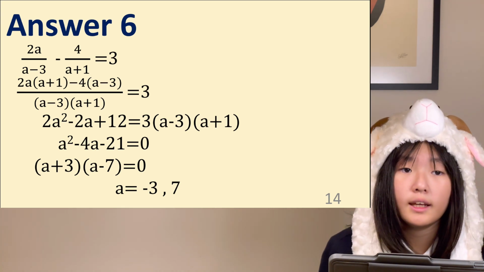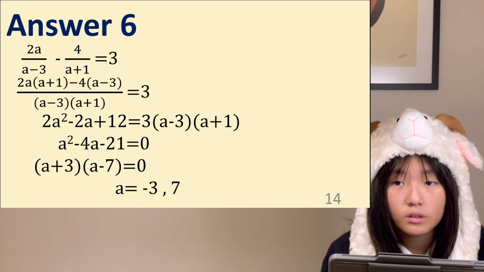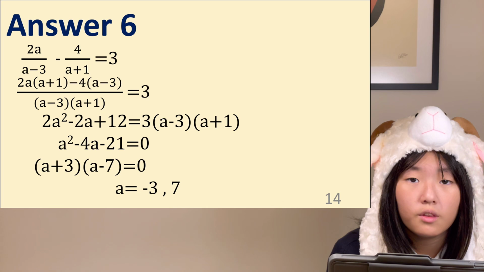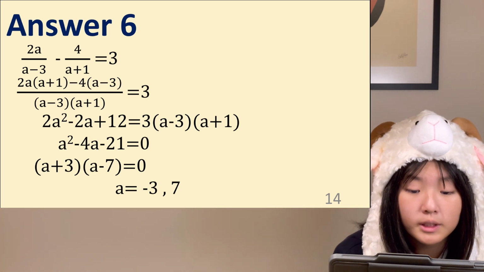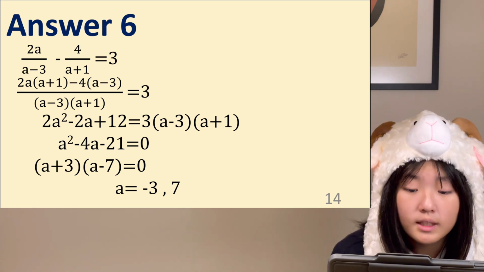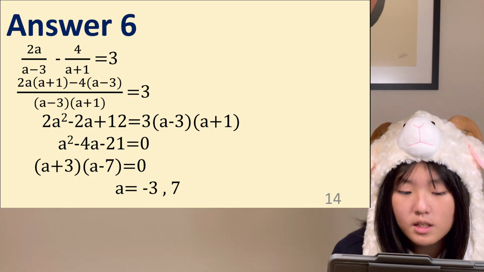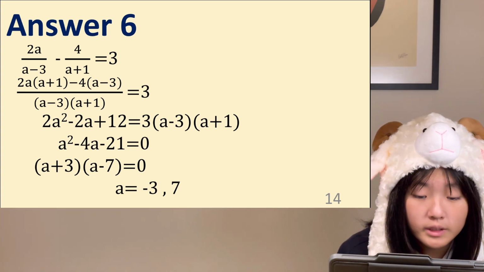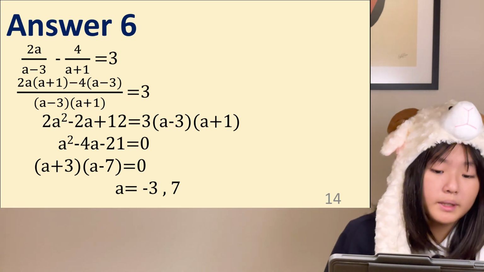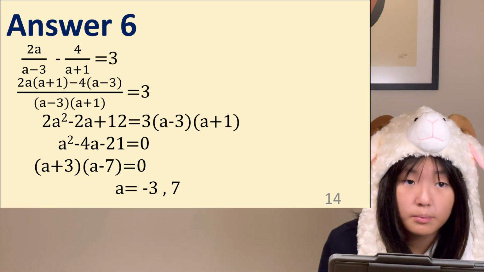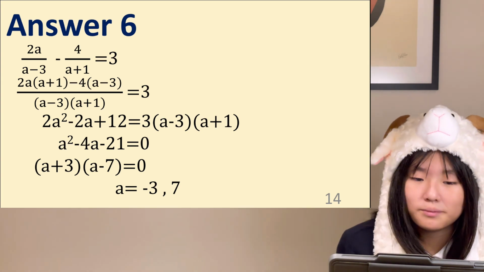And you need to remember to add equals 3. To remove the denominator and make this equation have no fractions, you need to multiply the whole fraction by the denominator. So this becomes 2a squared minus 2a plus 12 equals 3 brackets a minus 3 times brackets a plus 1, which becomes a squared minus 4a minus 21 equals 0, which you can see that this is a quadratic equation, and it becomes brackets a plus 3 times brackets a minus 7 equals 0. So a must equal either minus 3 or 7.